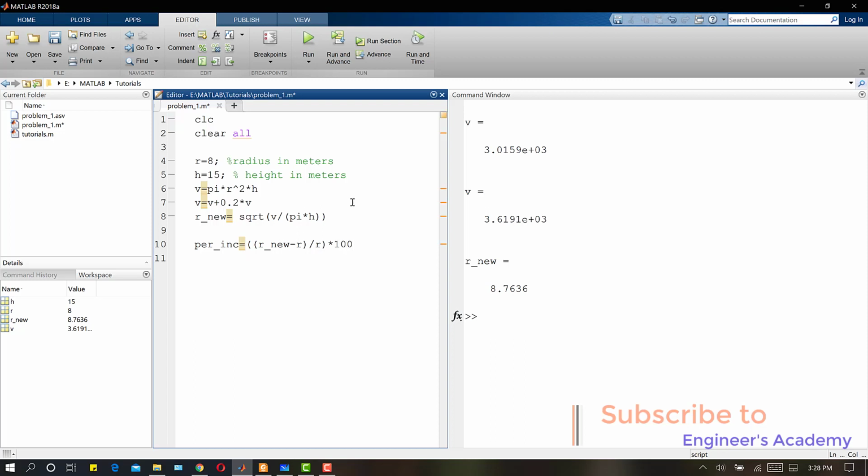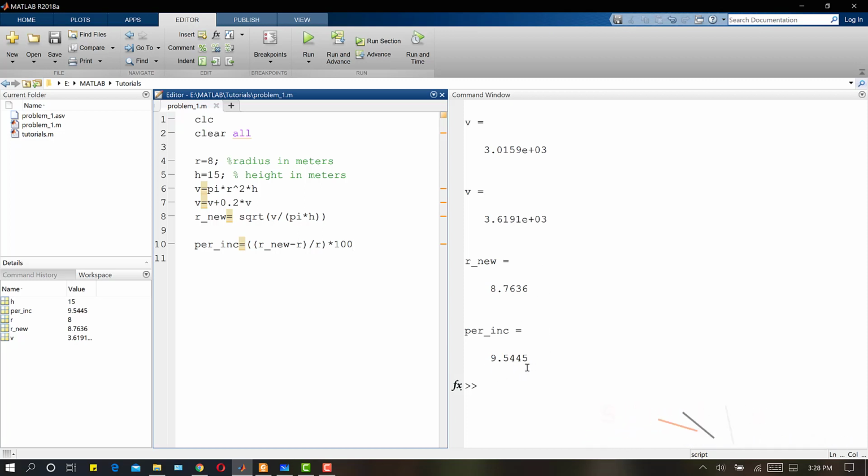So now if I execute this program, it will tell me the % increase in the new radius. So the increase in the radius for the 20% increase in the volume is 9.5445%.